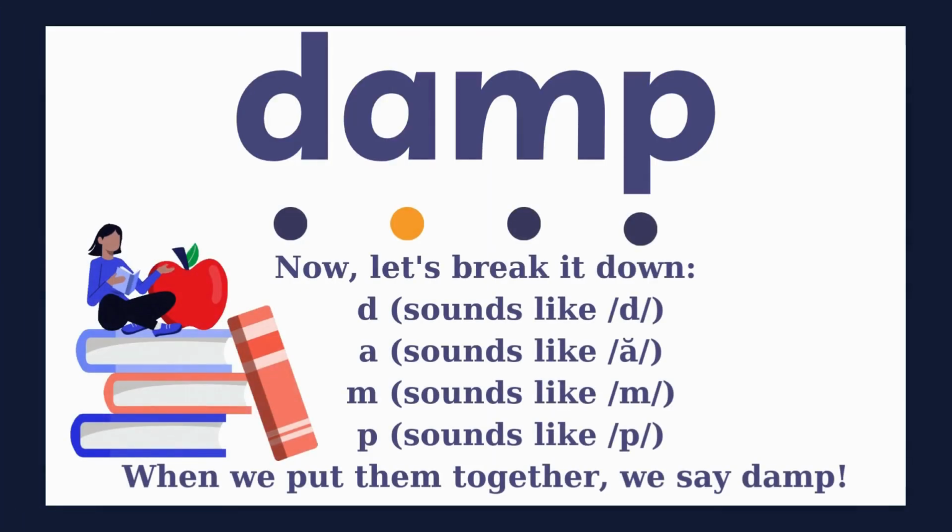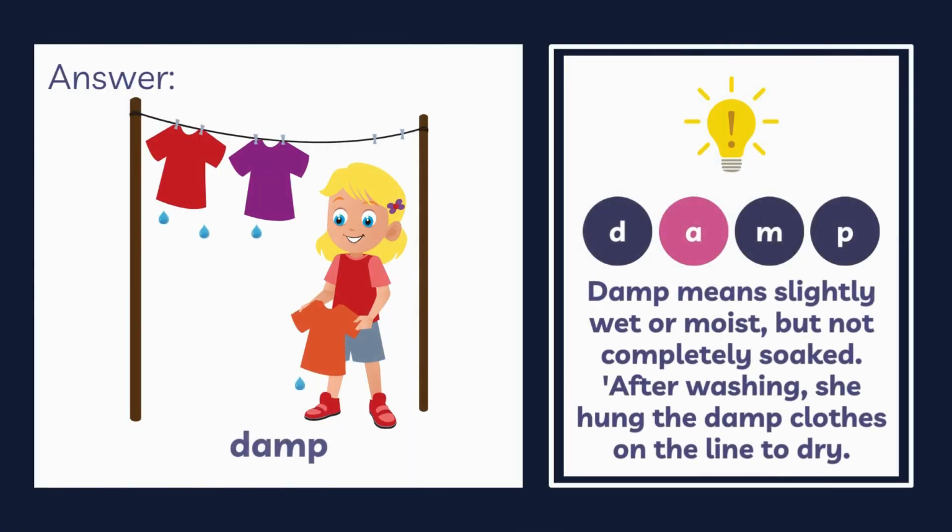Damp. Now, let's break it down. D sounds like D. A sounds like A. M sounds like M. P sounds like P. When we put them together, we say damp. Damp means slightly wet or moist, but not completely soaked. After washing, she hung the damp clothes on the line to dry.